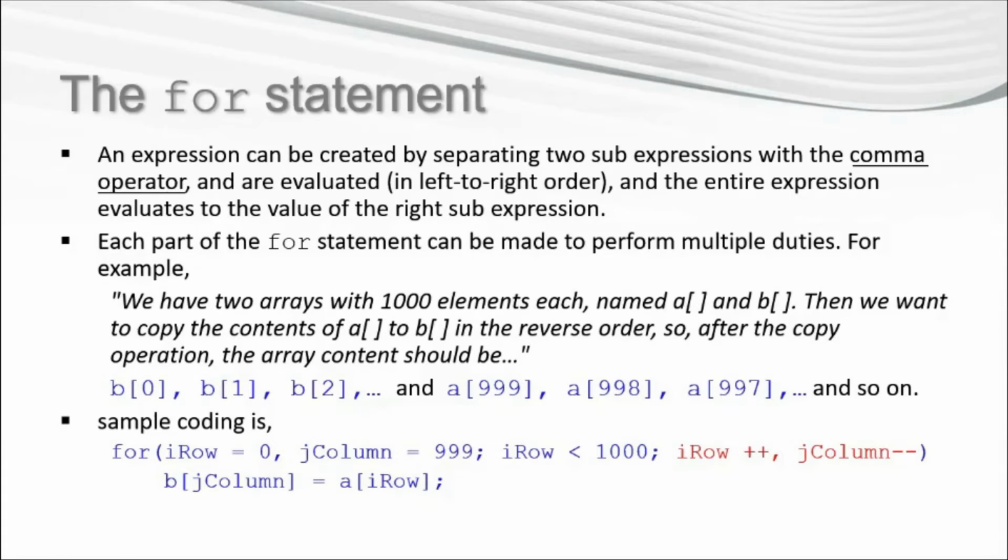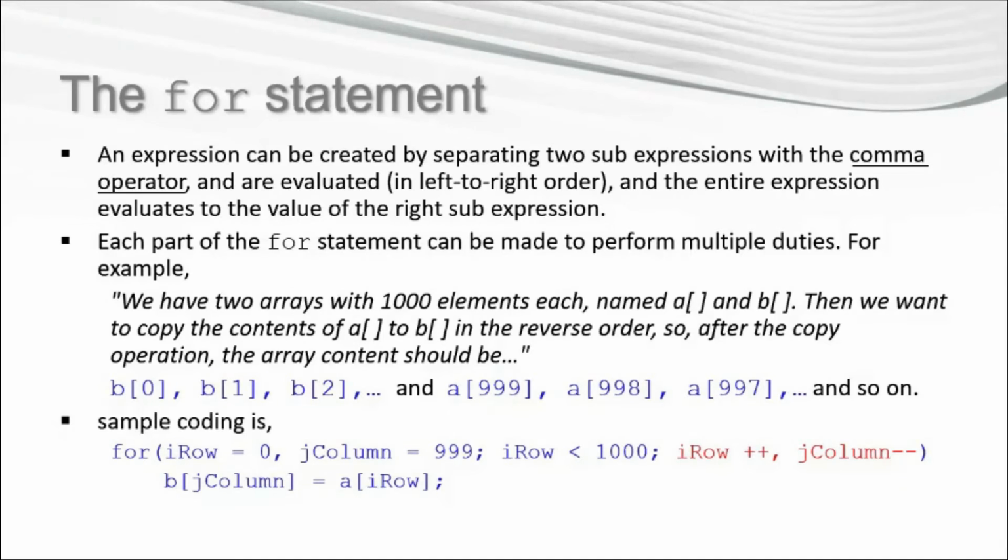There is another option also. An expression can be created by separating two sub-expressions with the comma operator, and they are evaluated in left to right order, and the entire expression evaluates to the value of the right sub-expression. Let us see how this can be done. That is, more than one expression can be inserted inside the for loop. Each part of the for statement can be made to perform multiple duties.